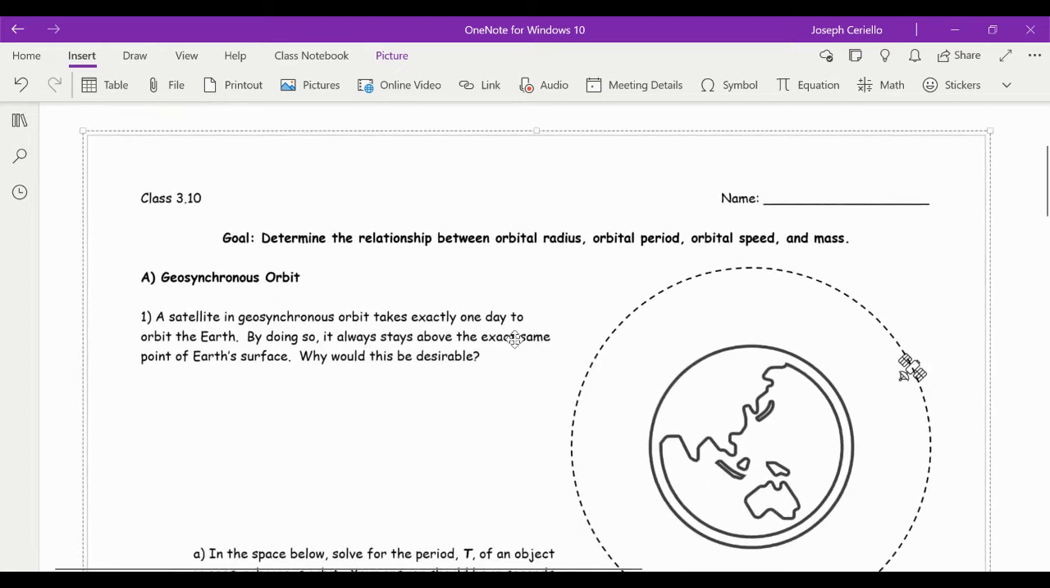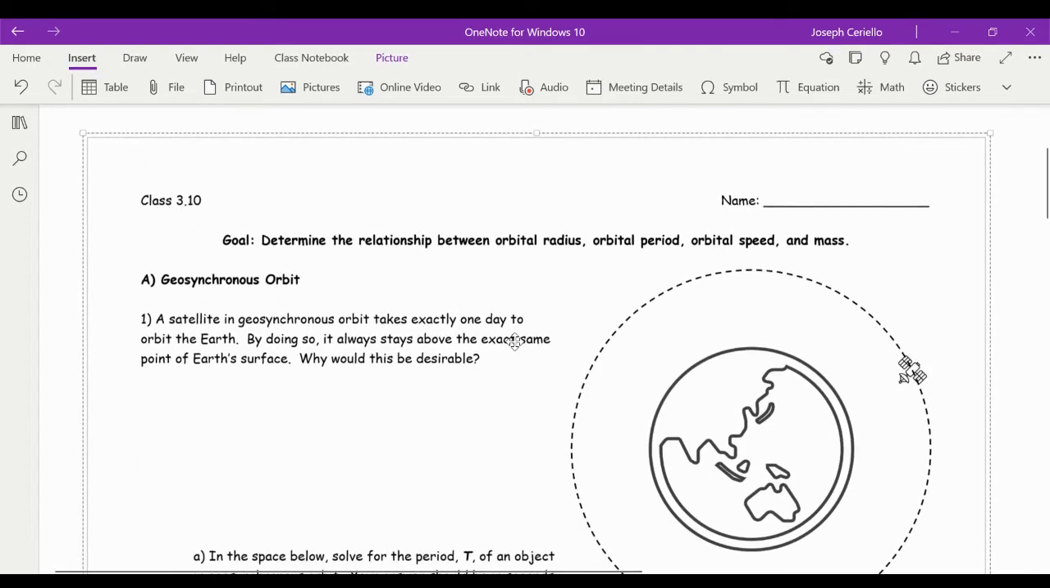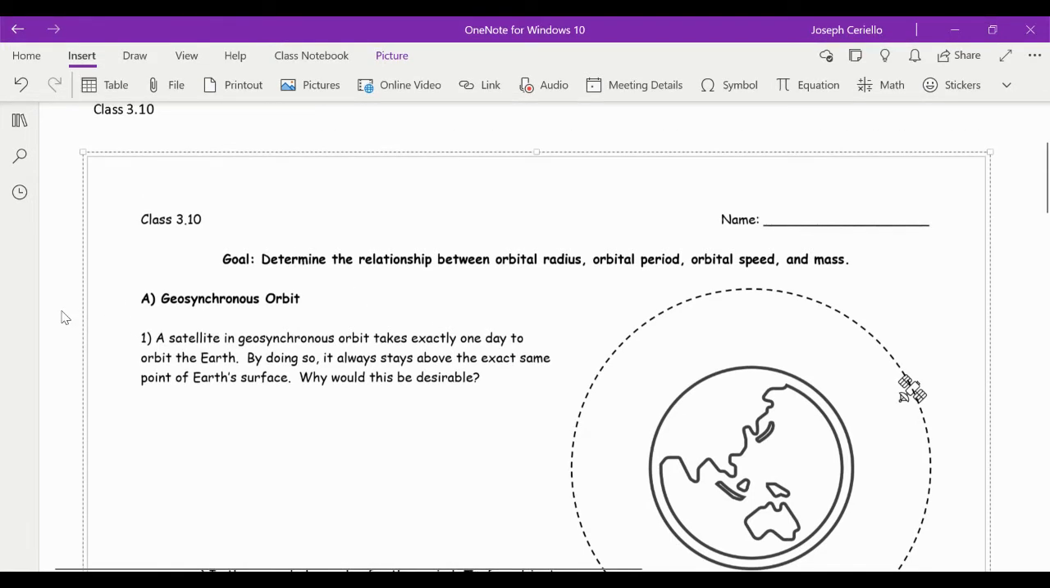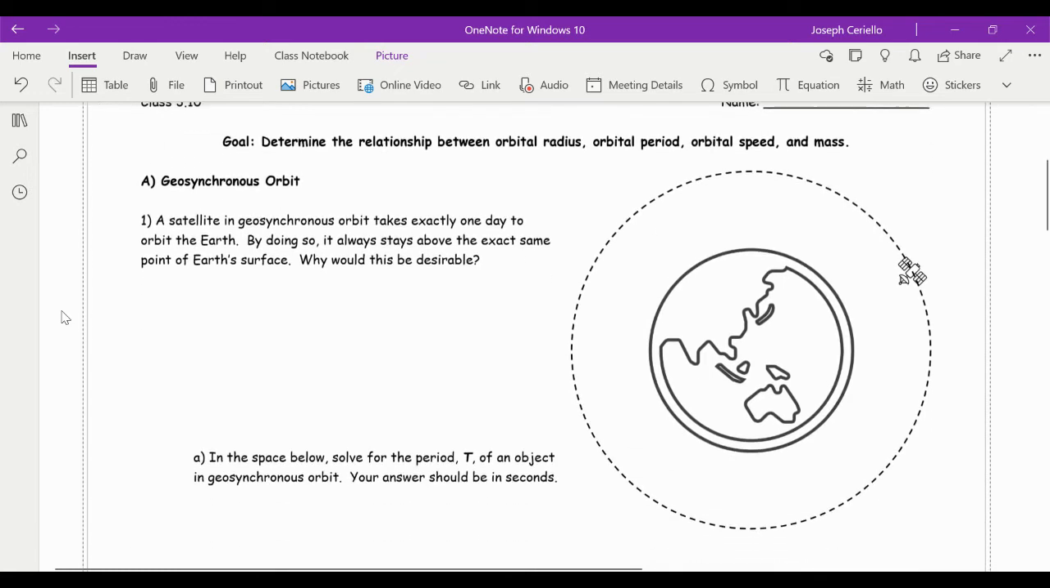Everyone, we're going to look at 3.10. There's a little bit of calculation to do with your calculators. This is just about the final topic for Unit 3. So our goal is to determine the relationship between orbital radius, orbital period, orbital speed, and mass. And when I say that, I'm referring to a satellite or a planet going around another planet, or a planet going around a star, or a moon going around a planet.